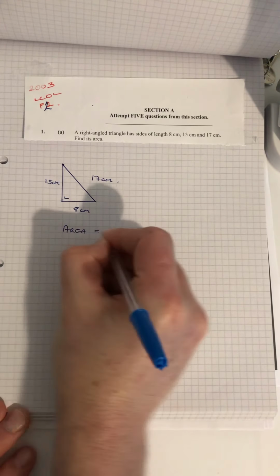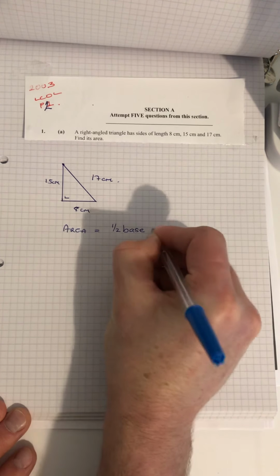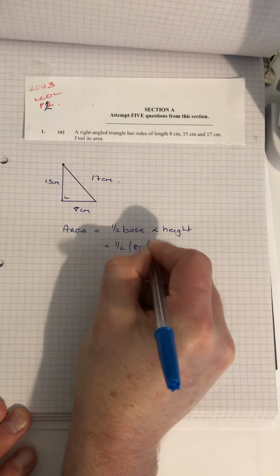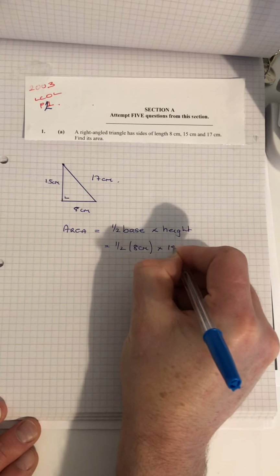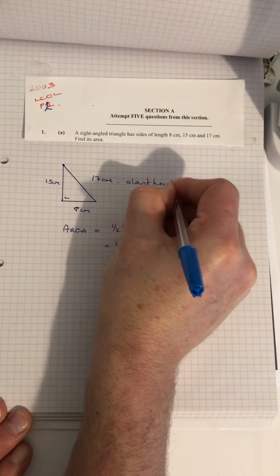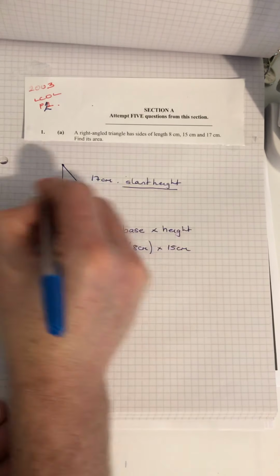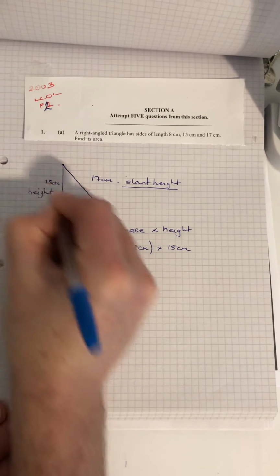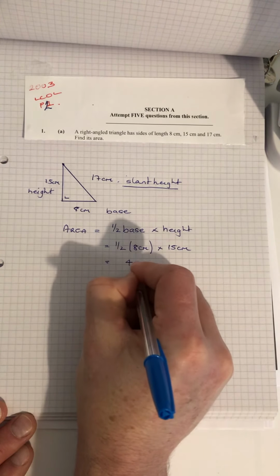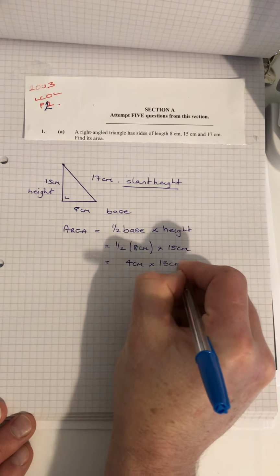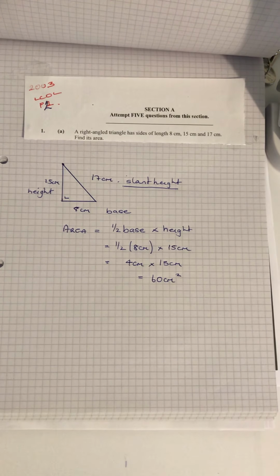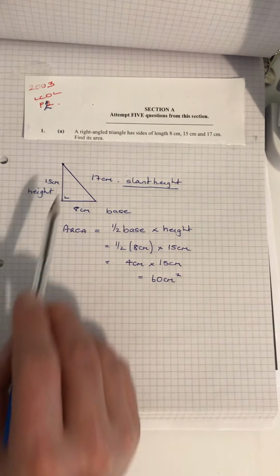Well, the area will be a half the base multiplied by the height, which in this case will be a half of 8 centimeters multiplied by the height, 15 centimeters. This is the slant height. Okay, this is the height, and this is the base. So that is equal to 4 centimeters multiplied by 15 centimeters, which is 60 centimeters squared. Okay, so that's part A, the triangle.